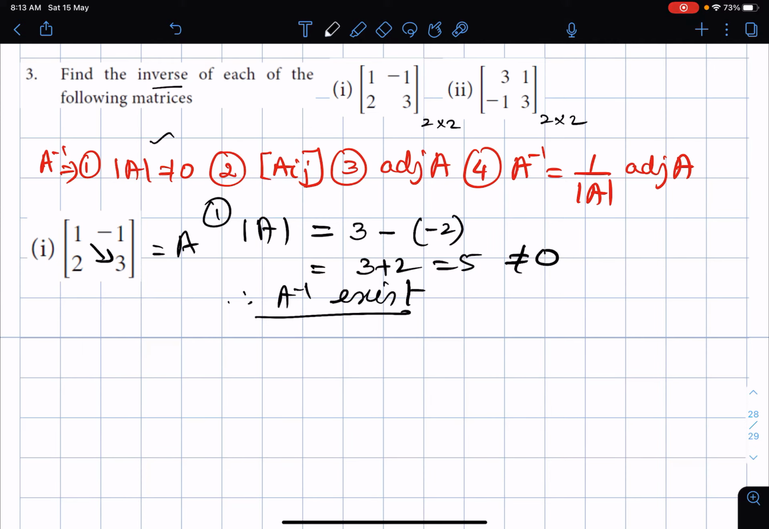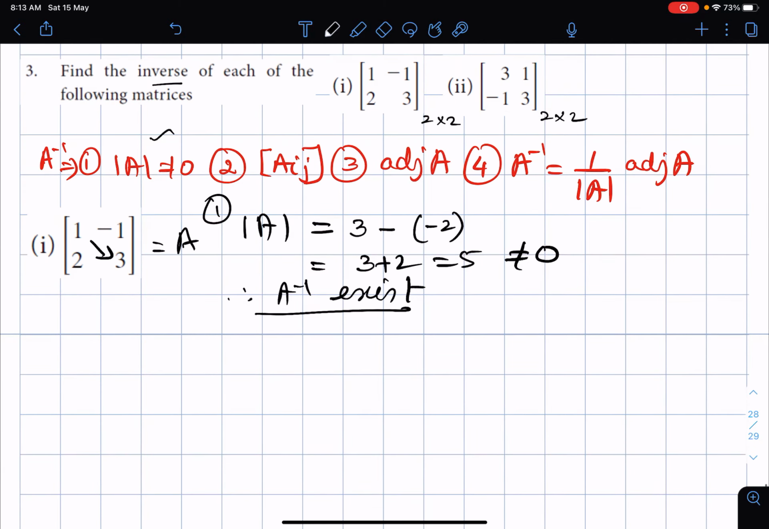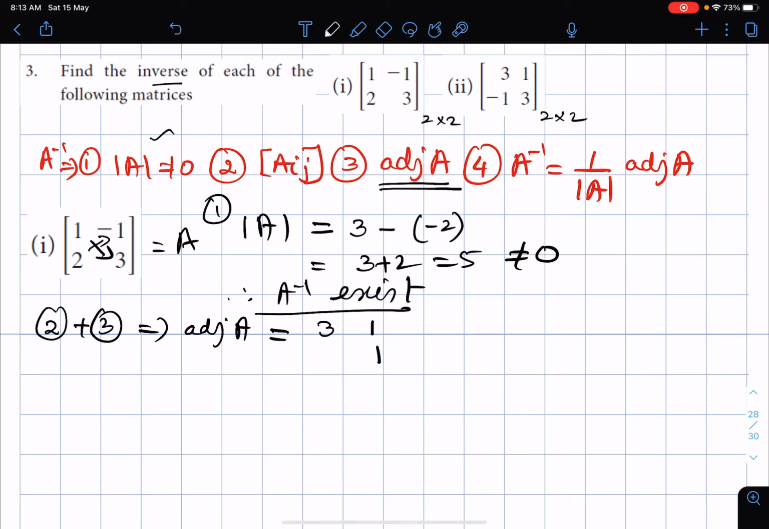Now for this 2 cross 2 matrix you have got a shortcut. So this second step and third step you are going to combine together and you are going to find directly adjoint A. So how do you find adjoint A? What you are going to do here is, this leading diagonal you are going to invert it, 3 1, and the sign of this diagonal you are going to change. So this minus will become plus and plus will become minus. So this is going to be your adjoint A.